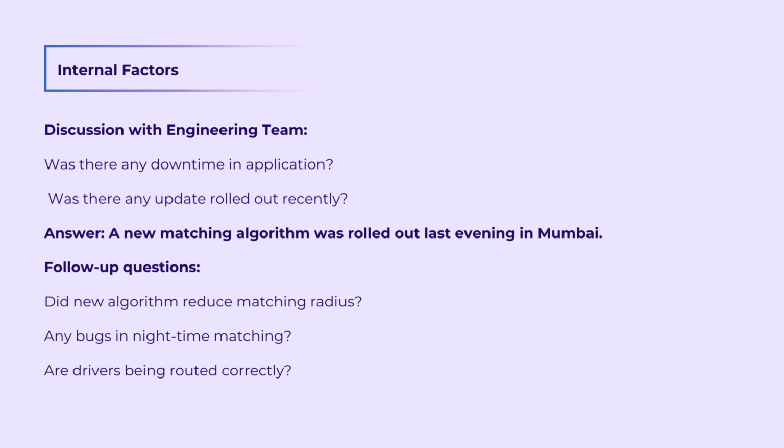Did the new algorithm reduce the matching radius? Any bugs in nighttime matching? Are drivers being routed correctly? So after all these follow-up questions regarding internal factors analysis, we can make a summary out of it and then we can compare this summary with the external factors as well.